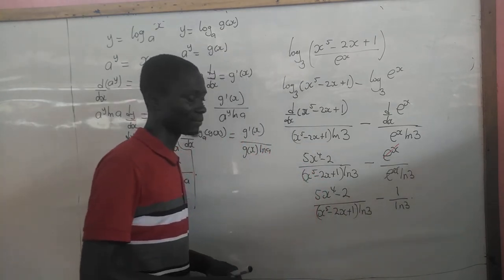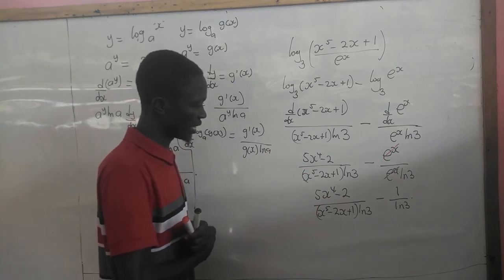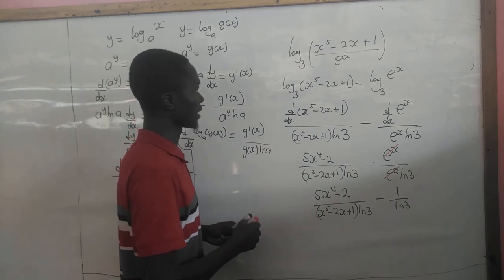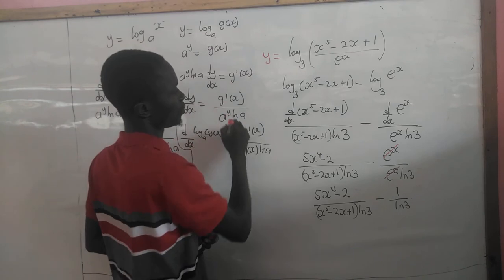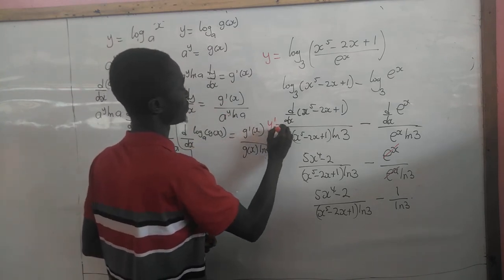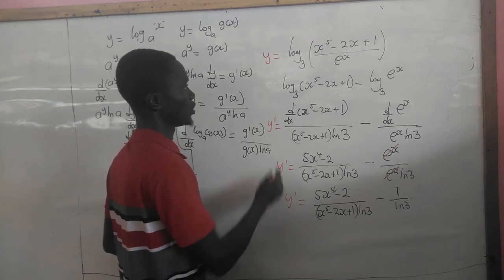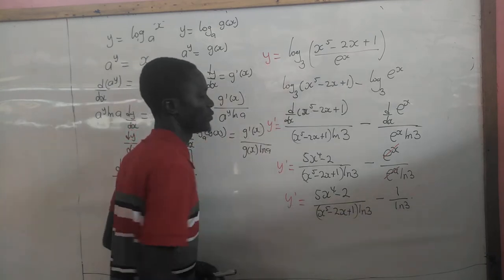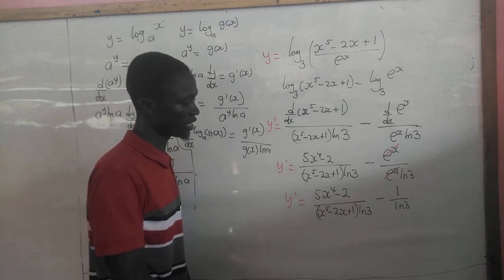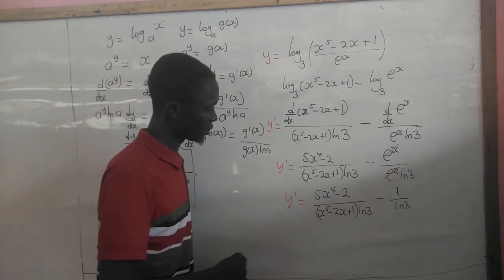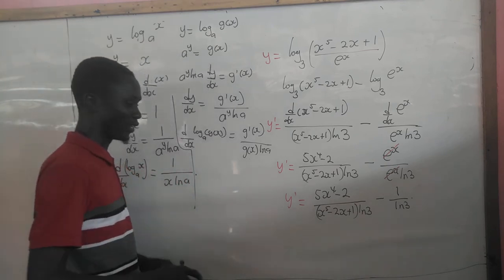Very simple as that. So here, should we simplify it further? No need. Let's leave our answer here. That is, if you have y equal to this, then y prime, the derivative of y with respect to x, will be given by this. Sure. That's good. Very, very simple as that. Now let's simplify it further, just to boost our confidence for the mathematics.